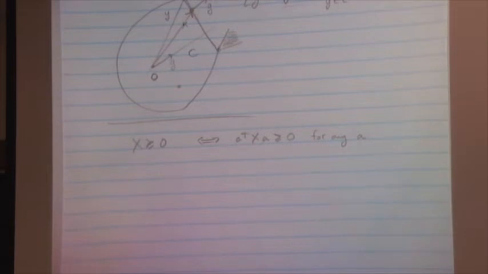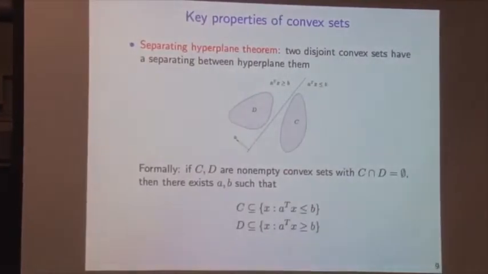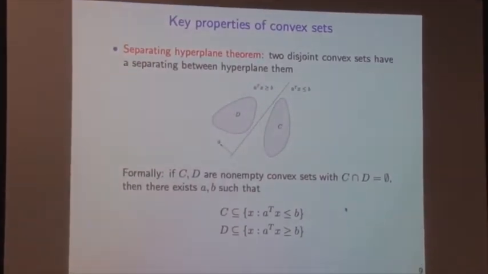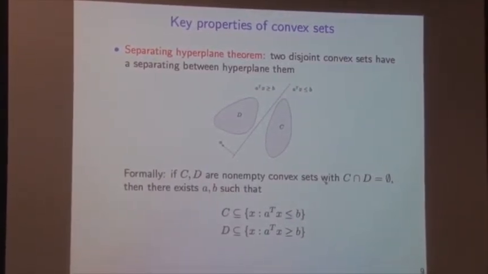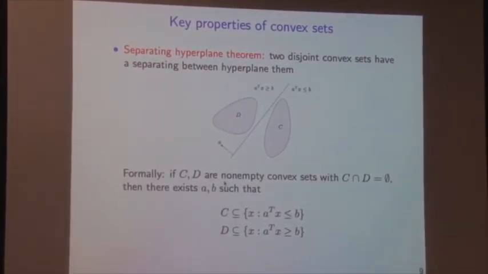There's the separating hyperplane theorem, which tells us that if we have any two disjoint convex sets, C and D, then there's always a separating hyperplane between them. More formally, if we have any two convex sets that are non-empty and disjoint, so they have a trivial intersection, then I can always find some vector a and scalar b such that C is contained in the half space a transpose x less than or equal to b, and D is contained in the half space a transpose x bigger than or equal to b. So there's the picture.